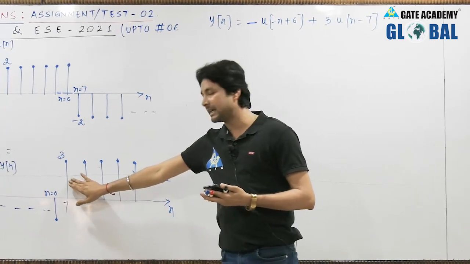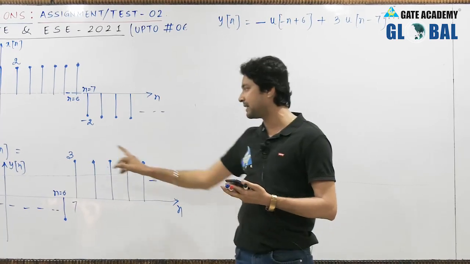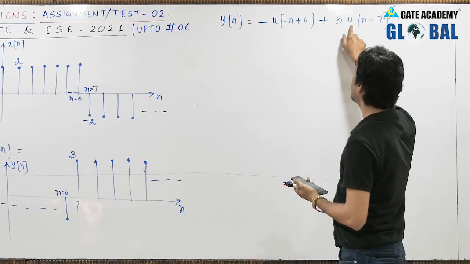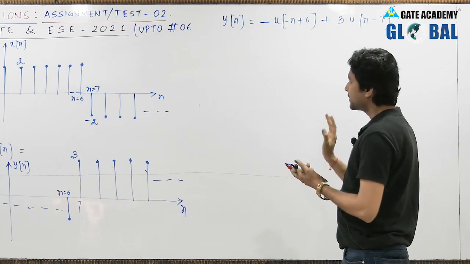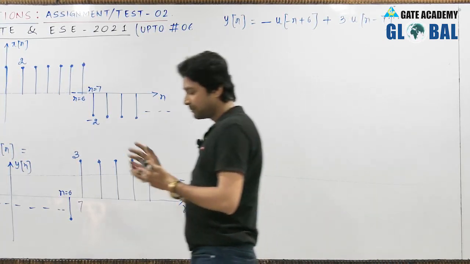The signal that exists from 3 to infinity having value 3 can be written as 3 times u of n minus 7. So now if you have to compare, now I am modifying the question.